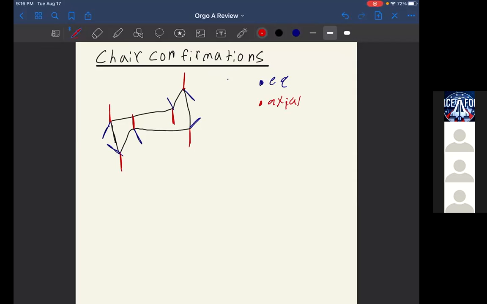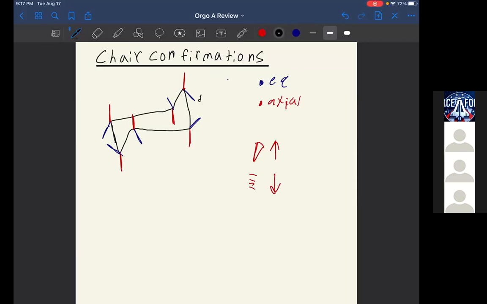So axial is actually what lets you determine the stability. If a substituent's in axial, that means it's going to have interactions with the other axial, which then determines the stability of the molecule, which we'll see in one of the practice problems. And a wedge points up and a dash points down.